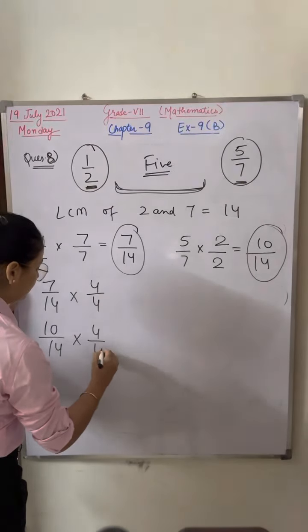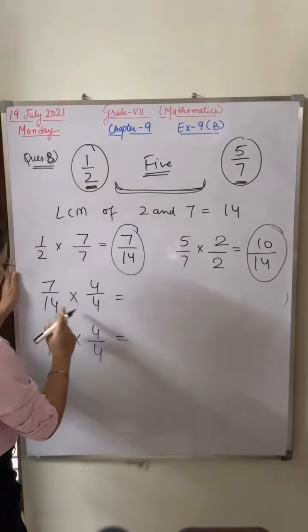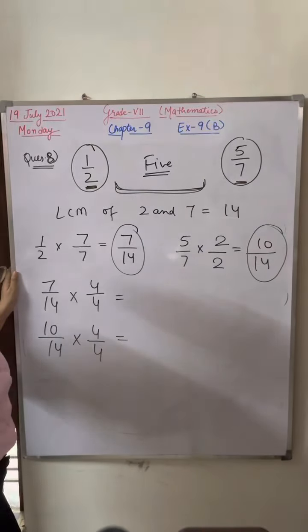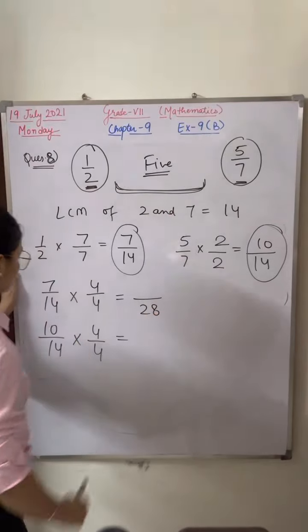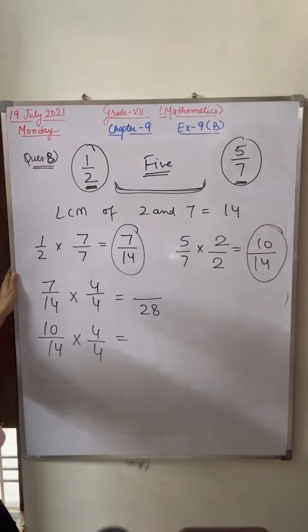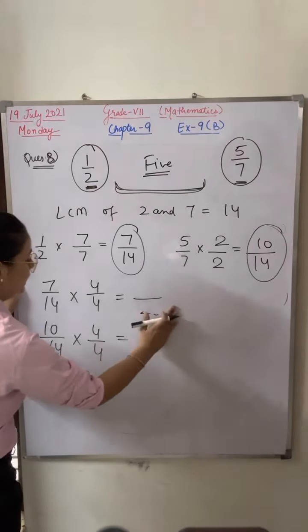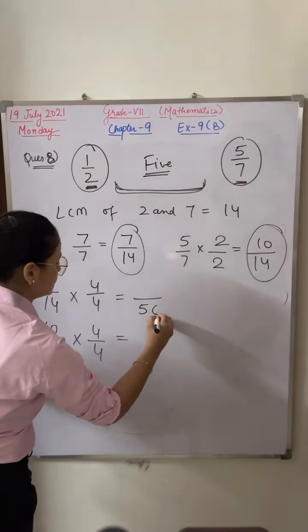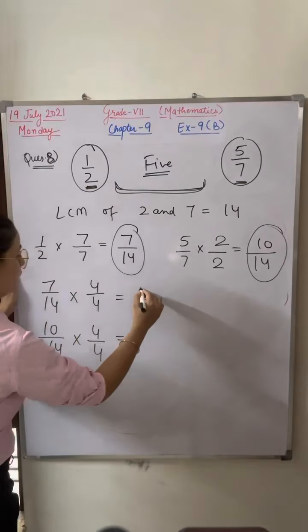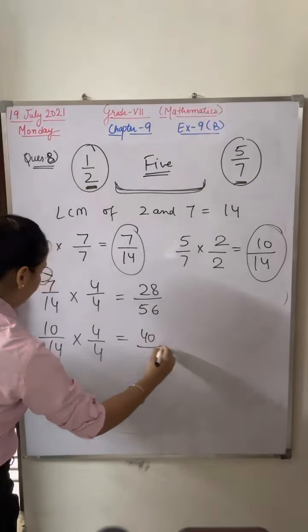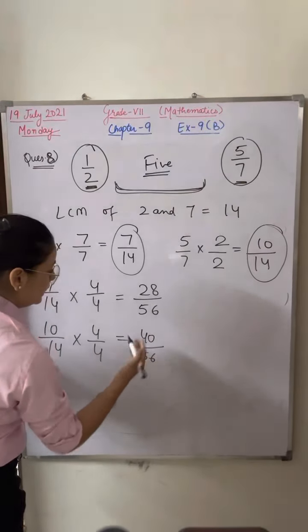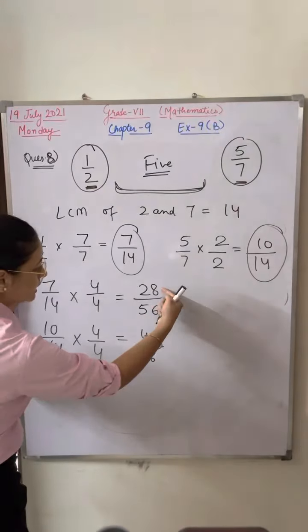One student is saying, ma'am, do multiply with 4 by 4. Okay, 14 fours are 28? How much? 28. 14 twos are 28. Okay, 14 fours are 56. Right? 7 fours are 28. Now 10 fours are 40 and 14 fours are 56. Denominators are same and this is a numerator.